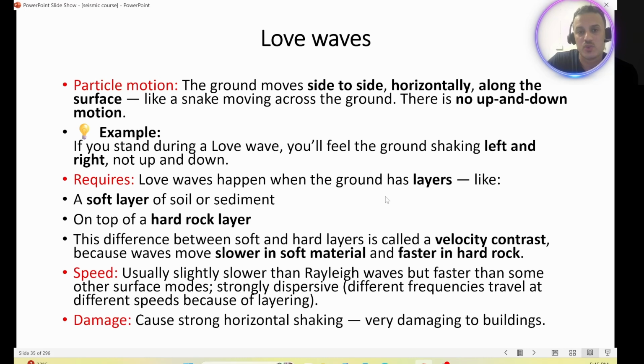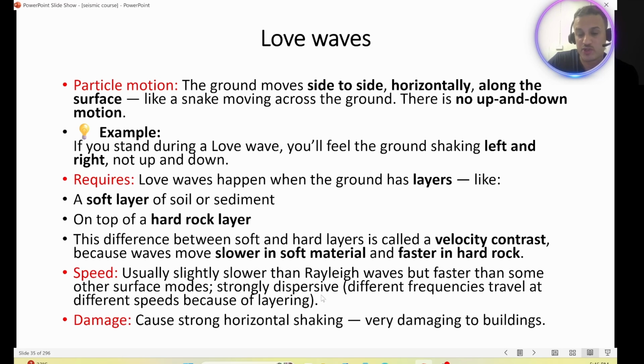So that's why the Love wave is concentrated within the soft sediment, because it cannot travel faster down deeper because of the hard rock layer. The wave travels slowly within the upper sediment, the upper layer, and this is where the Love wave is concentrated. The speed is usually slightly slower than Rayleigh waves, but faster than some other surface modes.